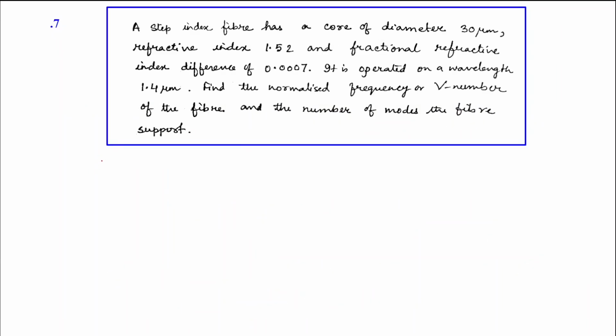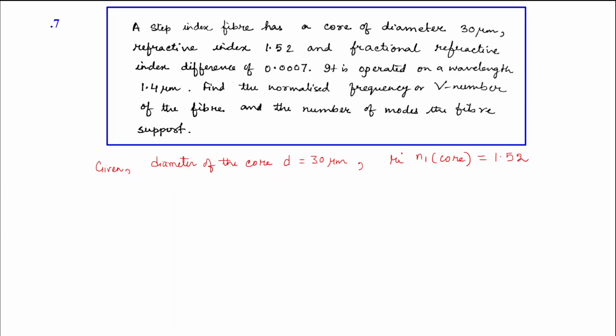Now let us move to our last problem. Let me read it out. A step index fiber has a core of diameter 30 micrometer, refractive index 1.52 and fractional refractive index difference of 0.0007. It is operated on a wavelength of 1.4 micrometer. Find the normalized frequency, or the V number, of the fiber and the number of modes the fiber supports.